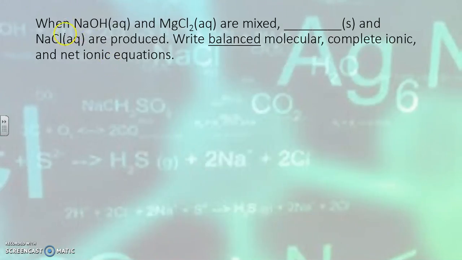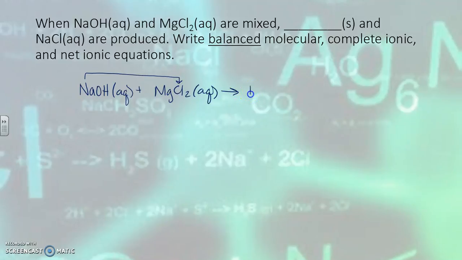Okay, so here's a practice. When NaOH and MgCl2 are mixed, blank and blank are produced. Write the balanced molecular, complete ionic, and net ionic equations. So we've got NaOH, which is aqueous, reacts with MgCl2, which is also aqueous. Okay, when those two come together, we end up with a salt, NaCl, which we said is aqueous, and you know that from your solubility rules. And the other one that's going to be formed is MgOH.